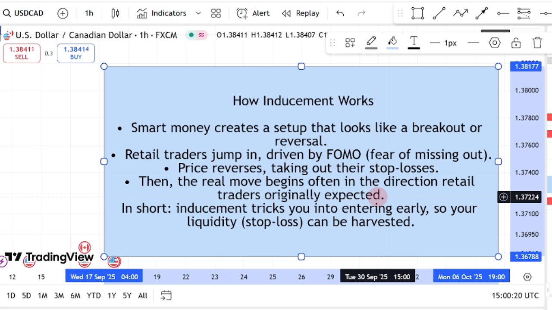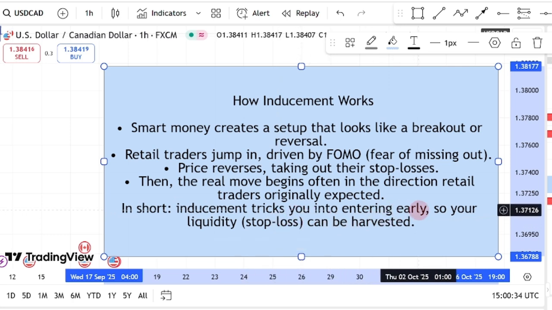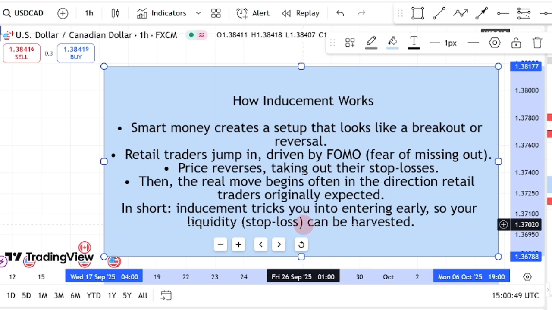You hear a lot of traders say something like, I'm expecting a buy, but my stop loss was taken out before the market continued in my direction. Inducement tricks you into entering early. That's what inducement causes. It tricks you into entering, and you might be very correct, or you marked your setup knowing the directional bias, but because you entered early you get taken out. So your liquidity, that's your stop loss, can be harvested.